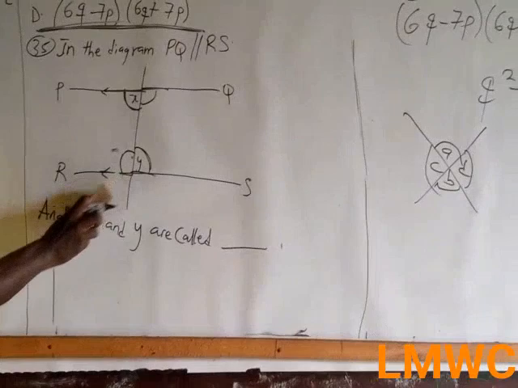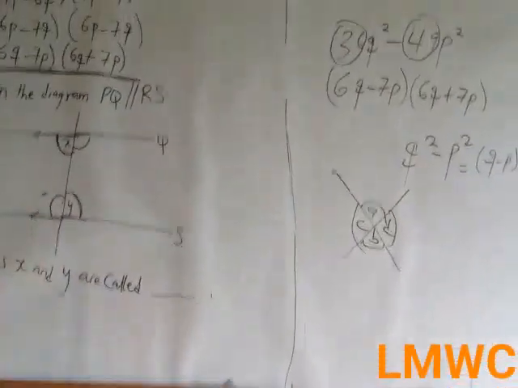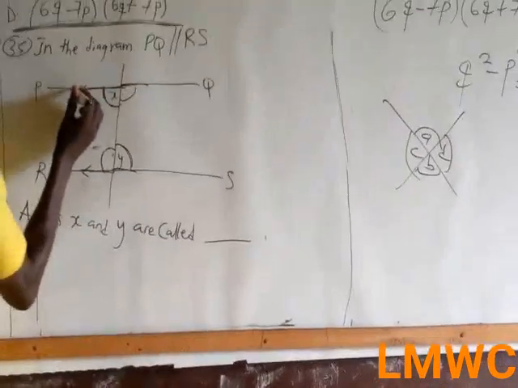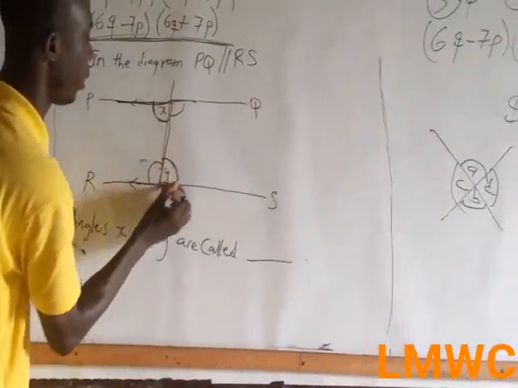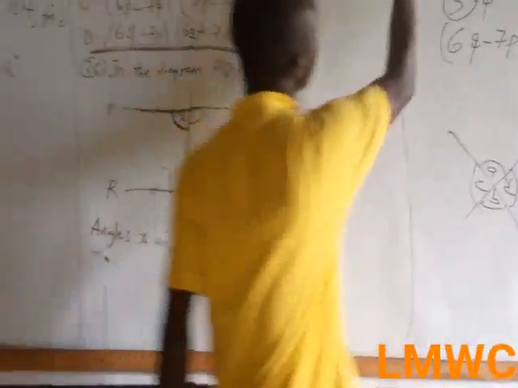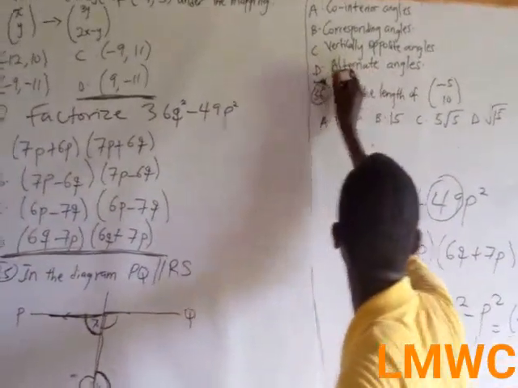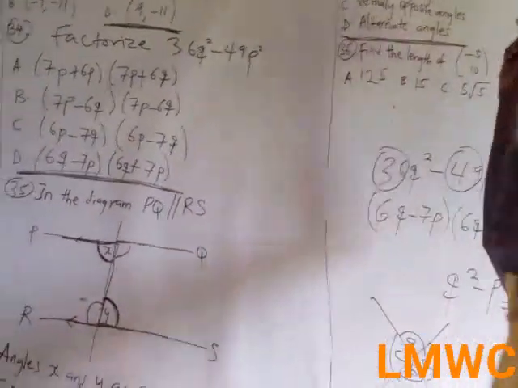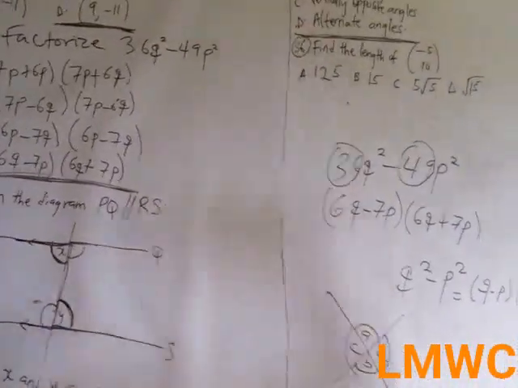Alternate angles. For alternate angles, we get a zigzag, and alternate angles are equal. So you see our zigzag. This means this is equal to this. So our answer is D. We have alternate angles as our answer. So take note of the definitions.